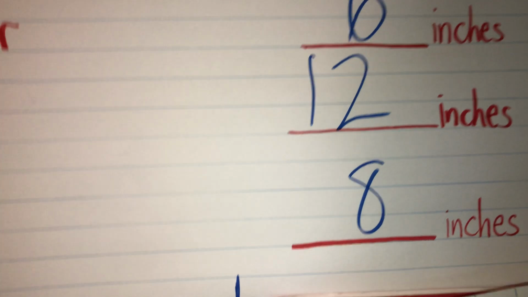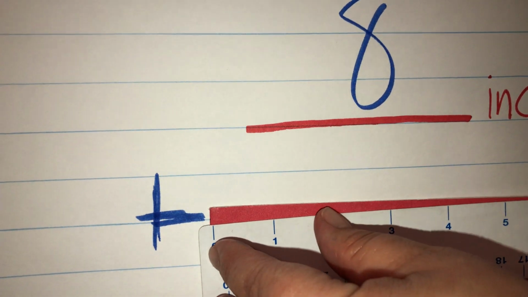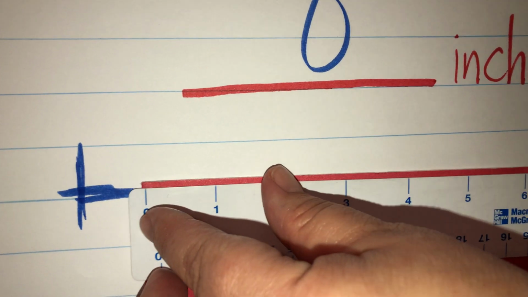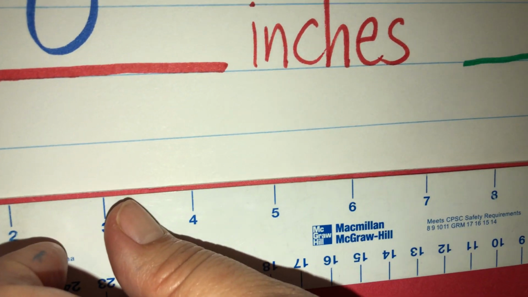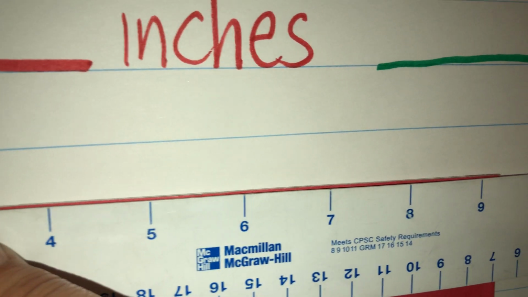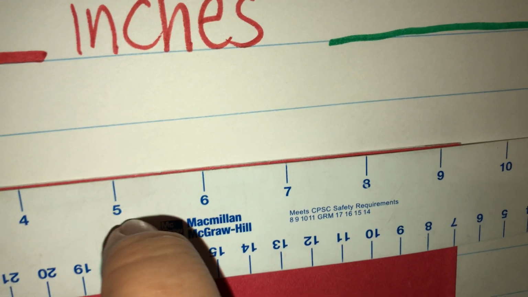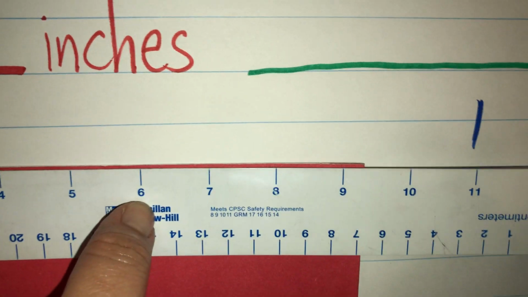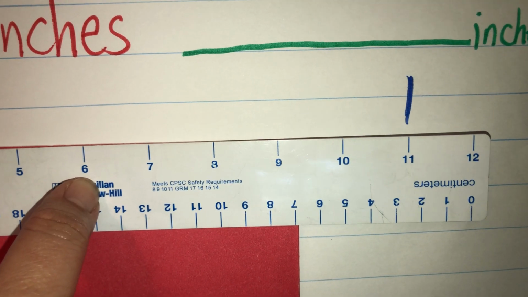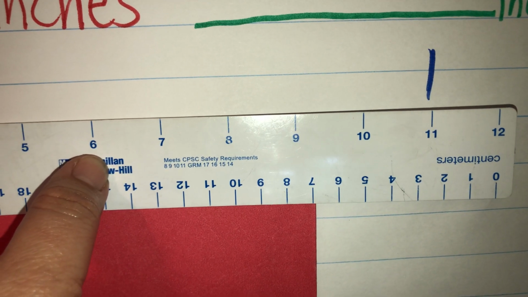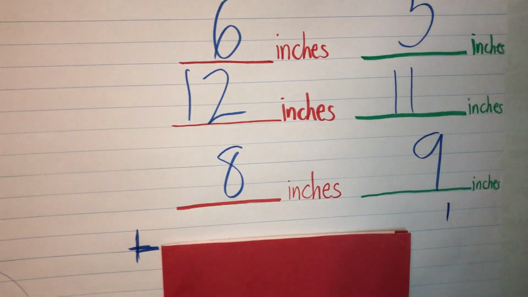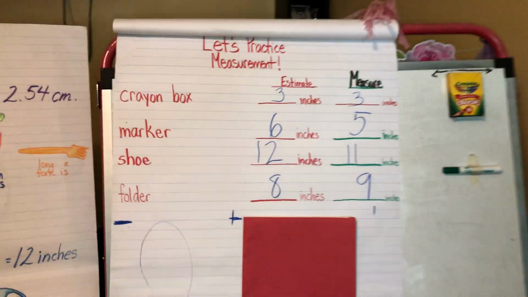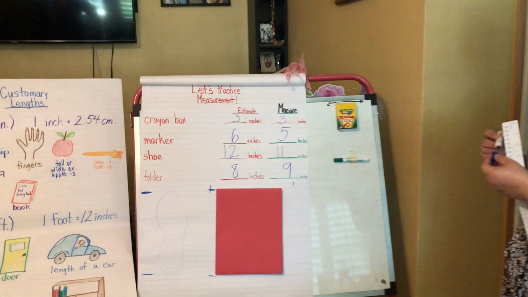So now I line it up, the 0 with the edge of the folder, and it's a little bit past 9, but if I think, is that closer to the 9 or the 10? It's actually closer to the 9. So we're going to go ahead and say it is about 9 inches wide. Okay, about 9 inches wide.